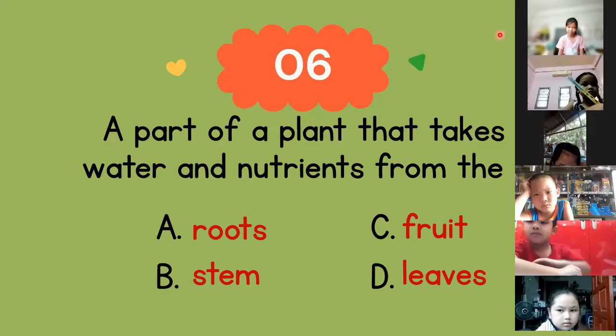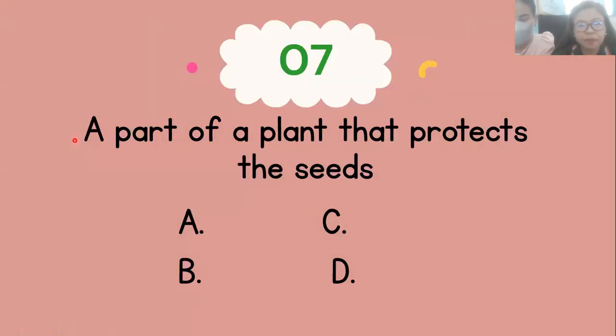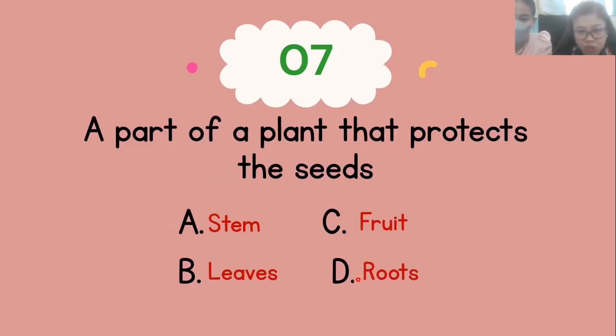Okay, so let's proceed to number 7. A part of a plant that protects the seeds. Again, a part of a plant that protects the seeds. If you can still remember, we have 6 different parts of a plant. A, stem. B, leaves. C, fruit. D, roots. A part of a plant that protects the seeds. Where can you find the seeds? A, stem. B, leaves. C, fruit. D, roots.